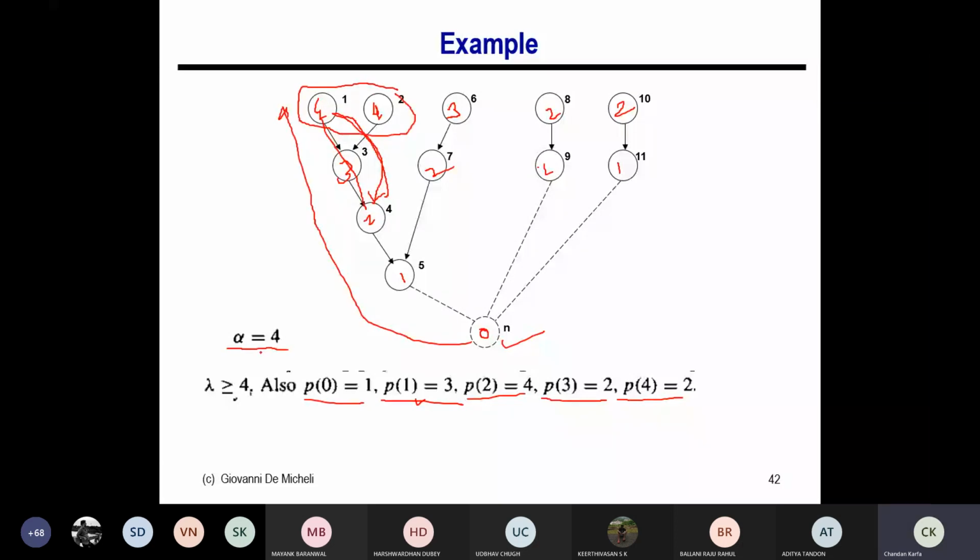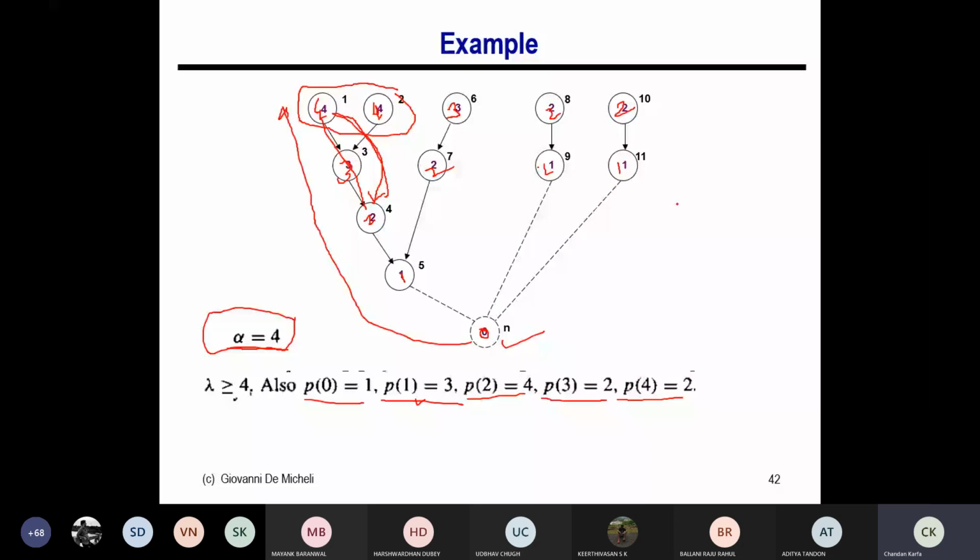If you consider this way, when you try to schedule these things with alpha equal to 4, or 4 time steps, these 2 operations have to be scheduled in the last time step, and so on. This is what this particular labeling means. I hope you understand this.